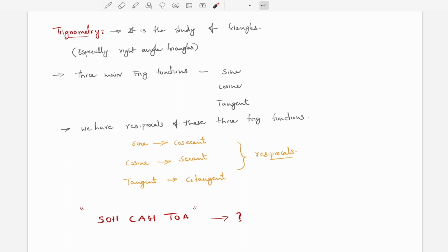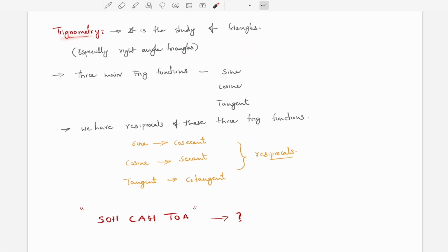So what do you mean by trigonometry? Trigonometry is just a branch of mathematics that deals with the relations of the sides and the angles of triangles. In simple terms, it's just the study of triangles, especially right angle triangles.